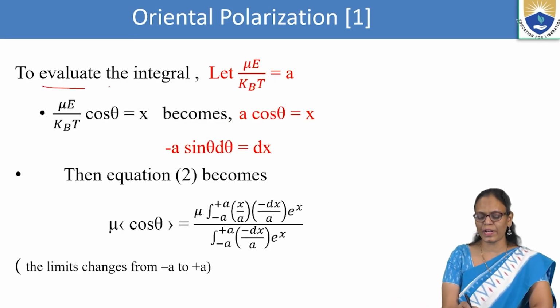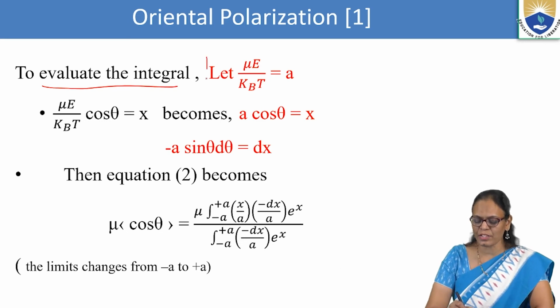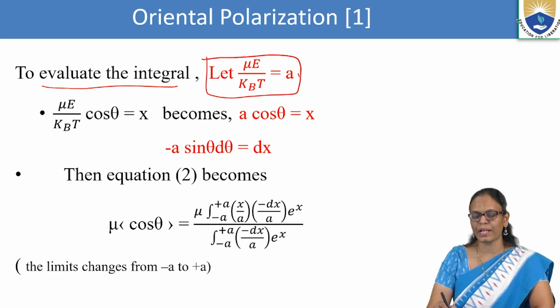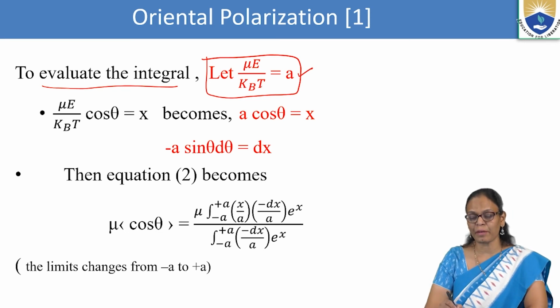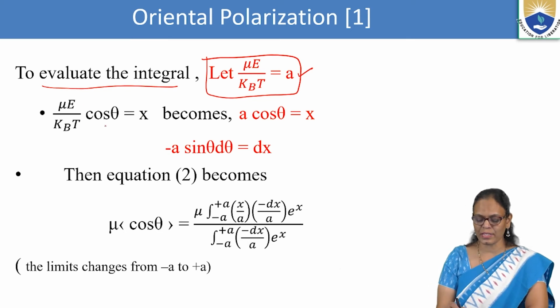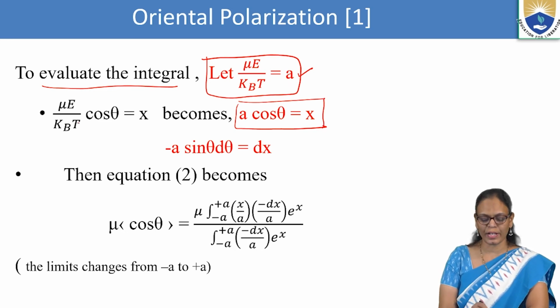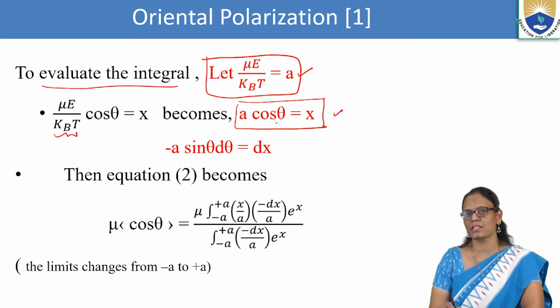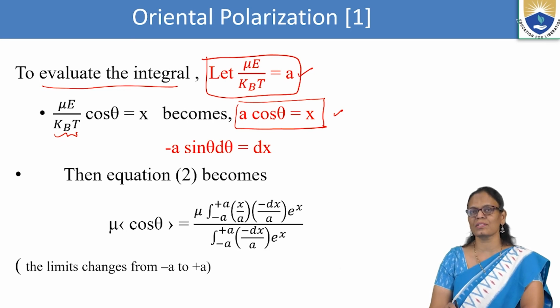So to evaluate the integral, we consider μE by kBT equal to a. So when μE by kBT is equal to a, μE by kBT cos theta is equal to x. So I can simply write a cos theta is equal to x, because this is a. Now if I differentiate this, what do I get? Differentiating cos theta, I get minus sin theta. So minus a sin theta d theta is equal to dx.